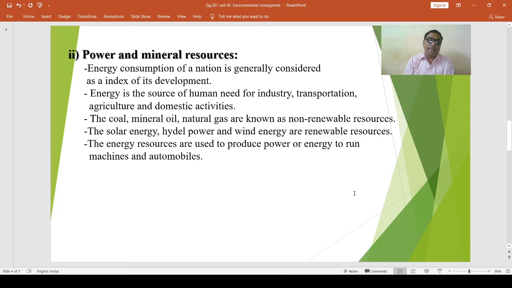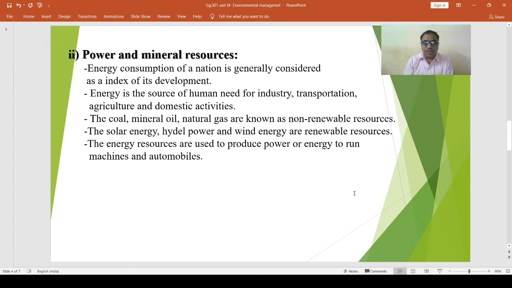The coal, mineral oil, and natural gas are the fossil fuels and are known as non-renewable resources, while solar energy, hydel power, wind energy, etc. are renewable resources and also known as non-conventional energy resources.